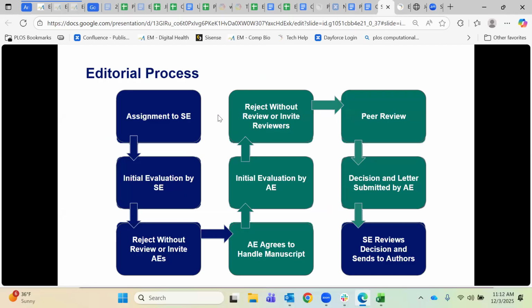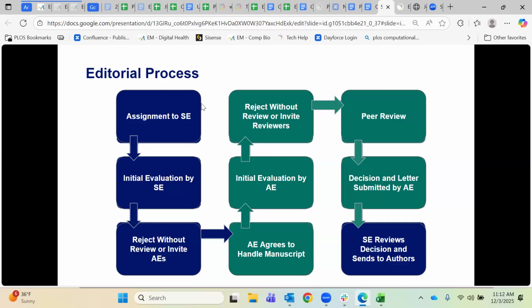So a paper comes in, it's assigned to a section editor. That's the key difference between section editors and academic editors. Section editors just receive assignments. The papers, when they come to them, will have been checked for IRB approval, data availability statements, compliance with PLOS policies, and those sorts of things.